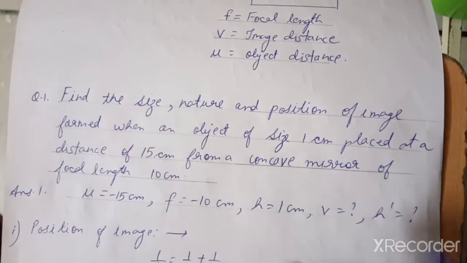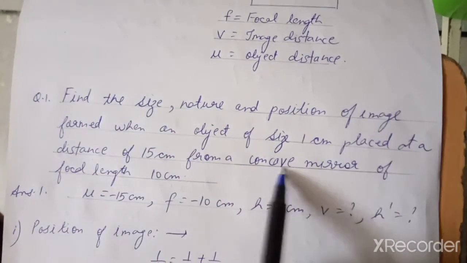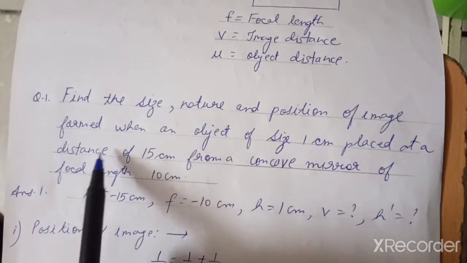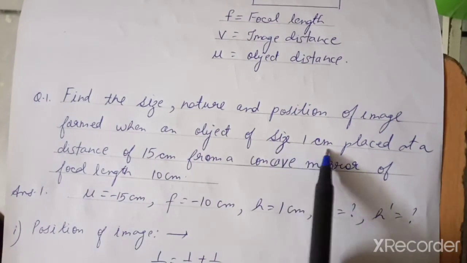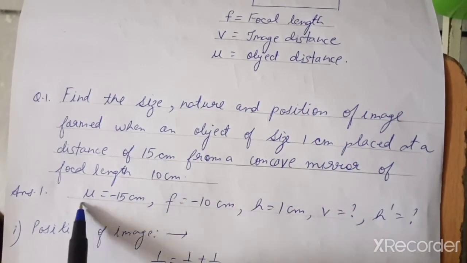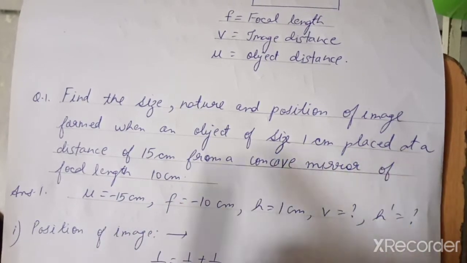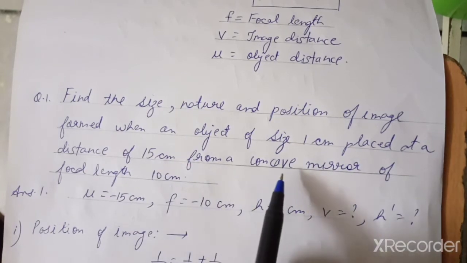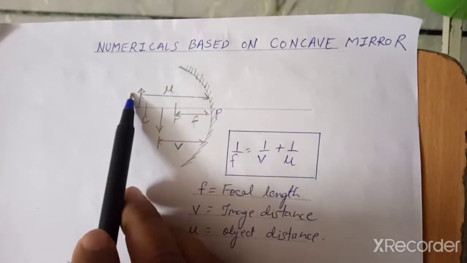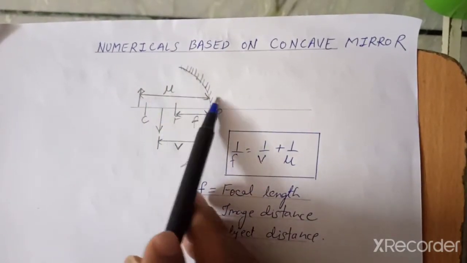So when we apply the sign convention, we see that it is a concave mirror and we have to find the size, nature and position of the image when an object of 1 centimeter is placed. So we can write here H equals 1 centimeter. U, it is placed at a distance of 15 centimeter from the concave mirror. It means if we consider this diagram, this is the mirror and this object which we are keeping here is at 15 centimeter from the mirror.